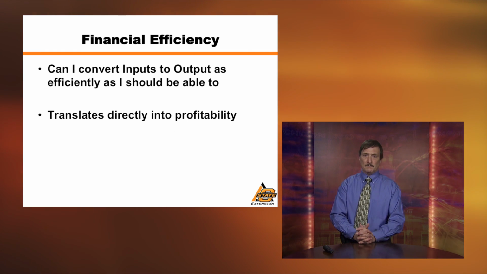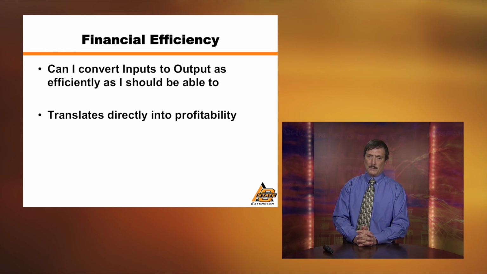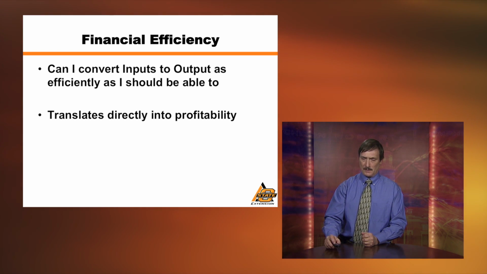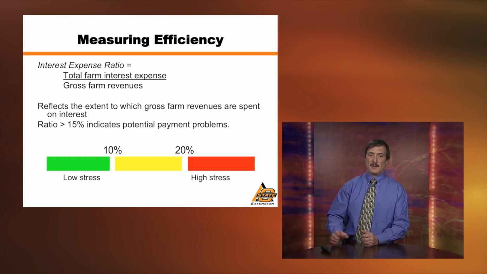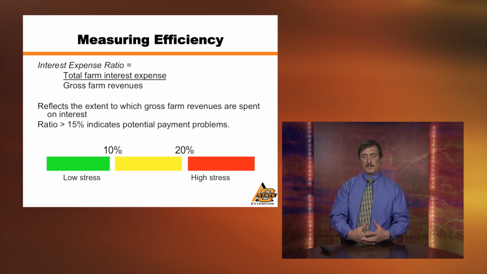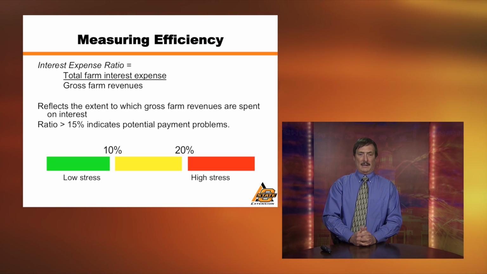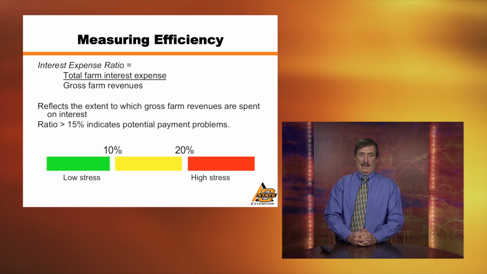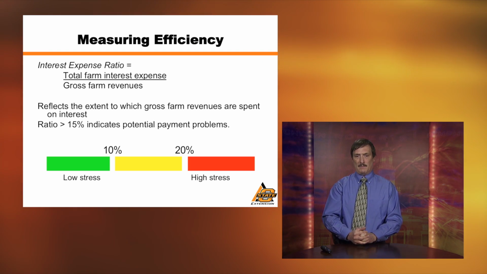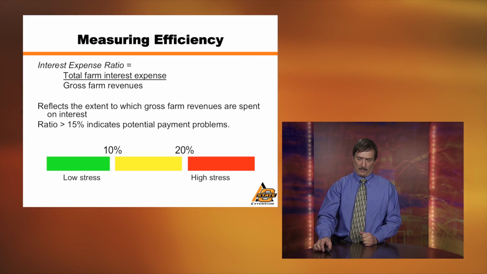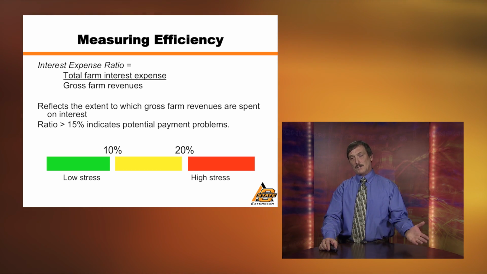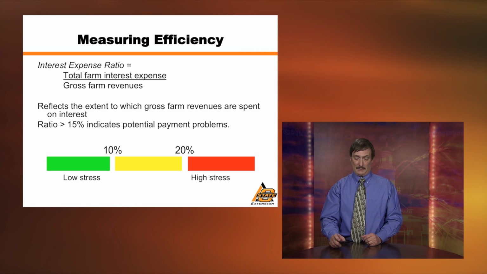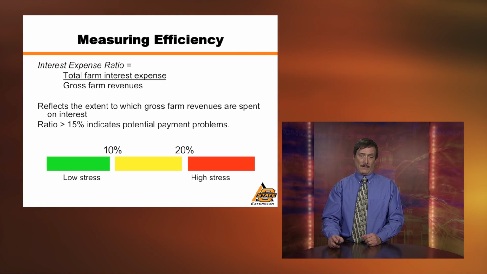Financial efficiency. Can I convert inputs to output as efficiently as I should be able to? That translates directly into profitability. Some very common financial efficiency measures that we like to use would be something like the income expense ratio. That would be interest expense divided by gross farm income or gross farm revenue. And again, there's some benchmarks out there. If that thing gets up above 20%, that might be a red flag.